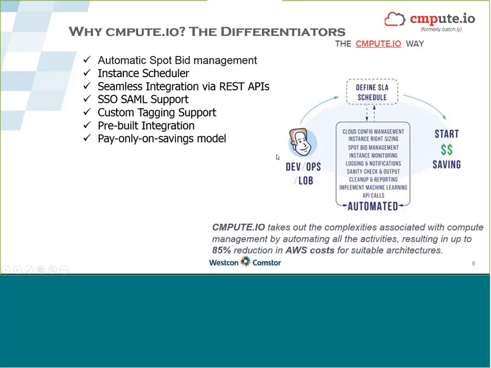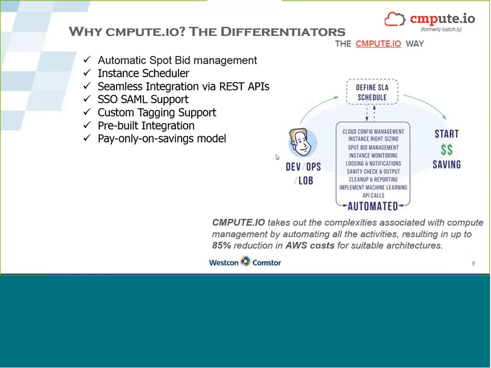And it's really about they take the complexity associated with compute management by automating those activities as above here, resulting in, they say, up to 85% savings in AWS costs. So those are the differentiation points. It's really quite remarkable how they do that.